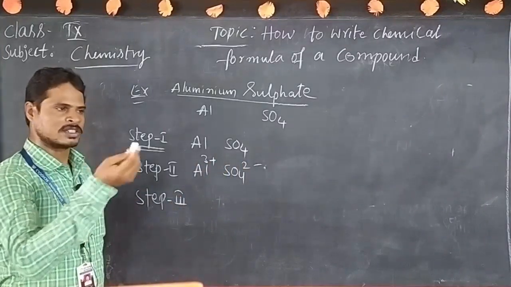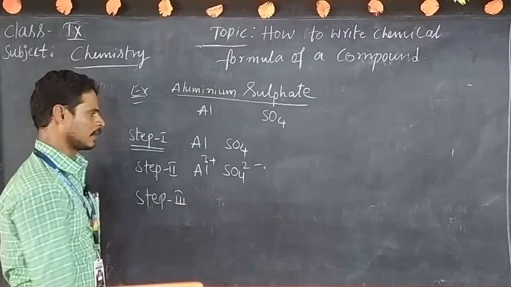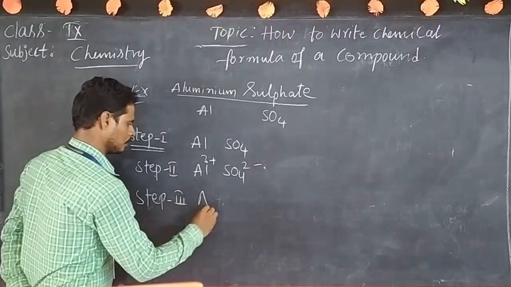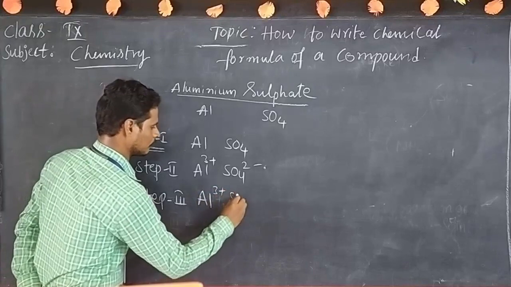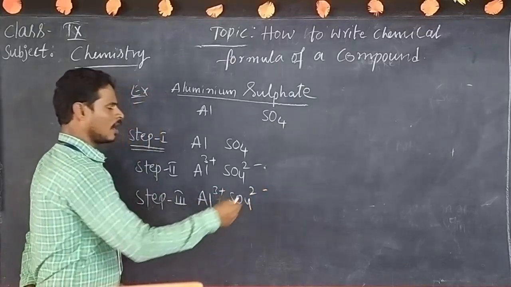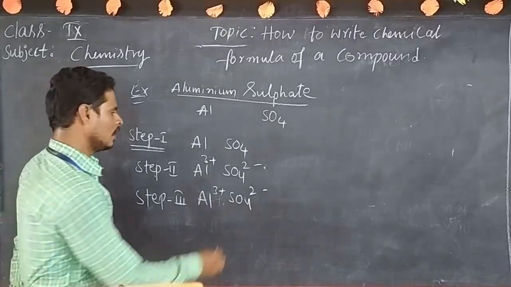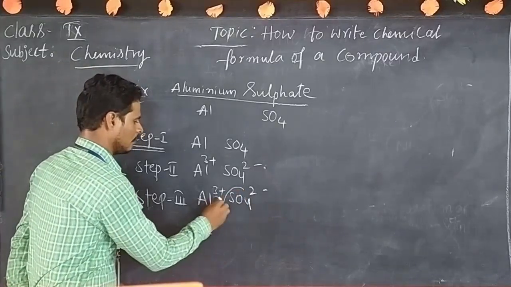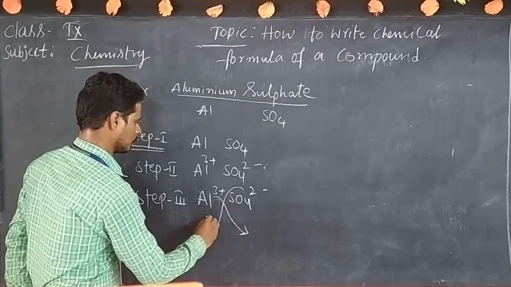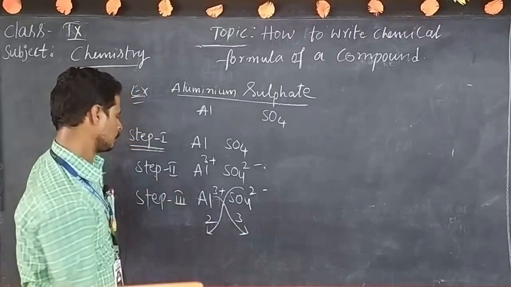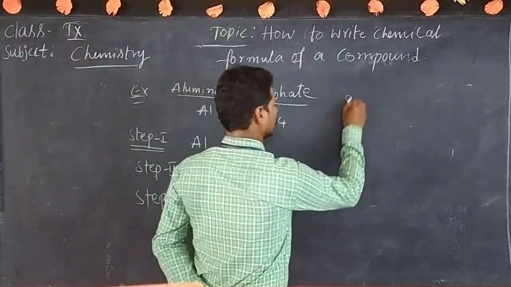Then go to step 4. Step 4 means we should write step 3. Now, if cation and anion have different valency, then shift the valency right to left and left to right. 2, 3. Next, step 4.